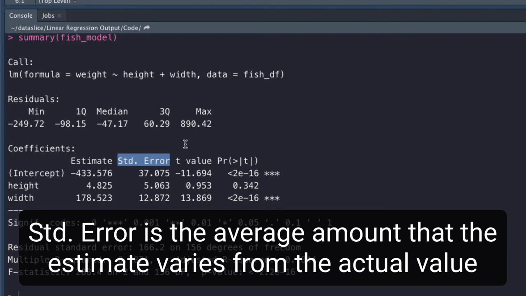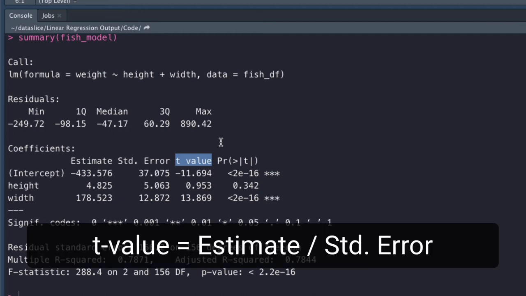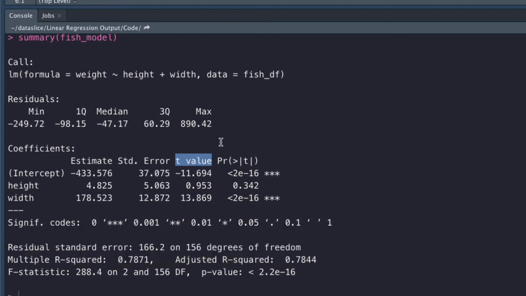Standard error is the average amount that the estimate varies from the actual value. So ideally you want a lower number relative to the coefficients, and you can use this number to calculate a confidence interval of your estimate. The t-value is a measure of how many standard deviations there are between the estimate and zero. So it's literally the estimate divided by the standard error. In general, if the t-value has a really high magnitude, the coefficient is going to be statistically significant.